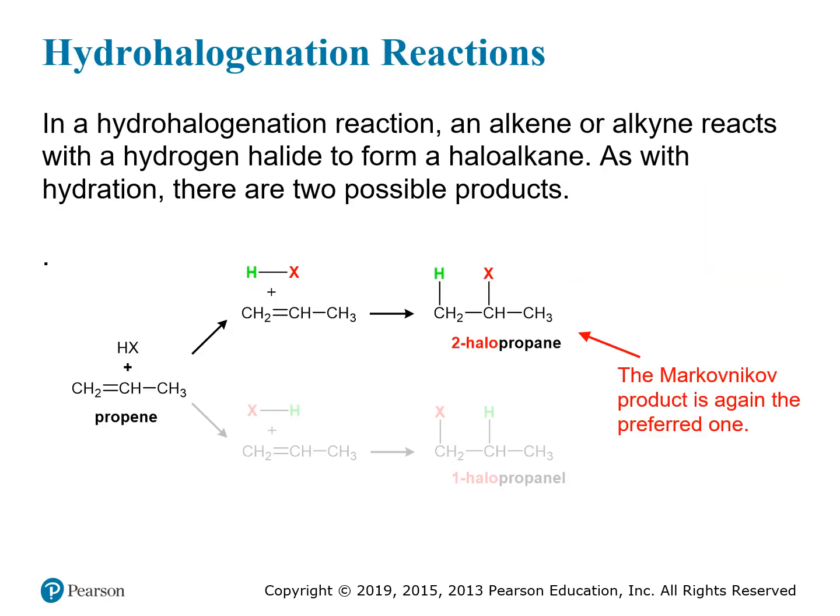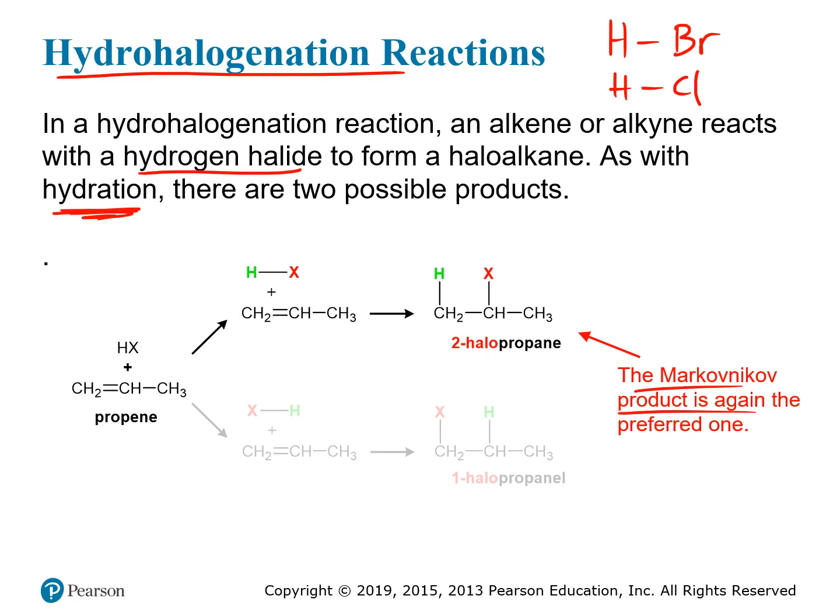The last addition reaction that we need to learn about is called hydrohalogenation. This is where you take a hydrogen halide, in other words, a hydrogen attached to a halogen atom like bromine or chlorine usually, and you add that to an alkene or an alkyne. The mechanism for this is pretty much the same as for hydration, and it still goes by the Markovnikov product rule. So in other words, the hydrogen halide can approach in two different orientations relative to the double bond.